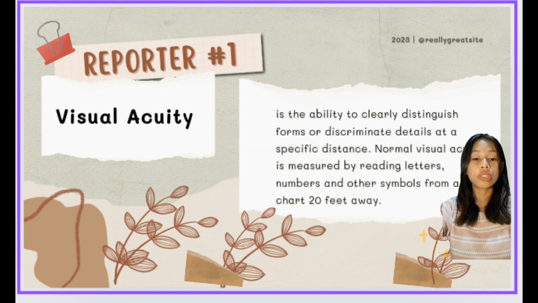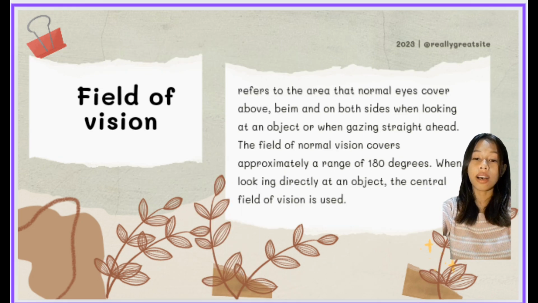Field of vision refers to the area that the normal eye covers above, below, and on both sides when looking at an object or gazing straight ahead. The field of vision covers approximately 180 degrees. When looking directly at an object, the central field of vision is used. So, the entire area that a person or animal is able to see when their eyes are fixed in one position.